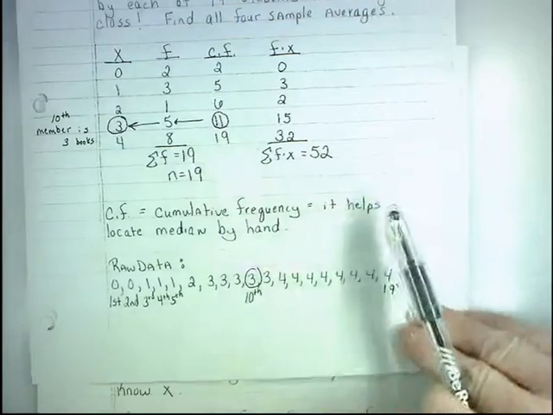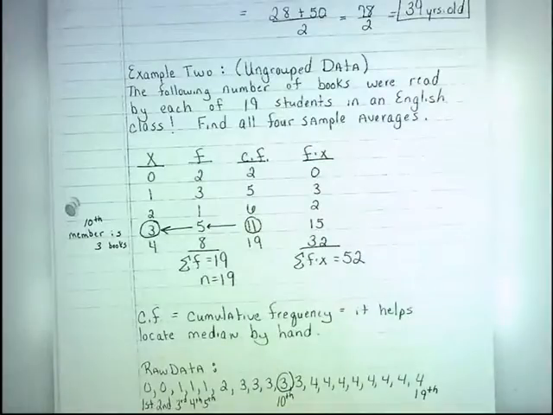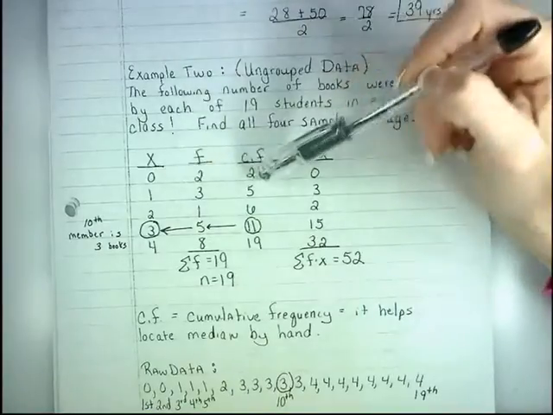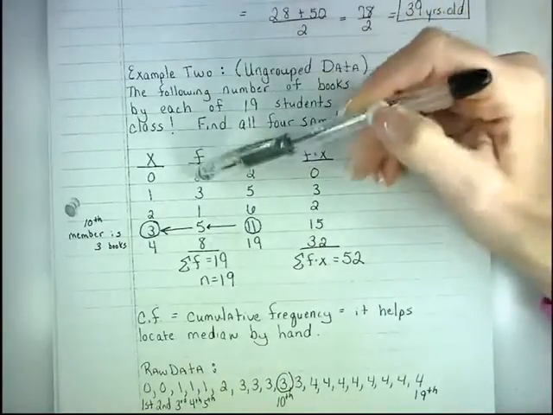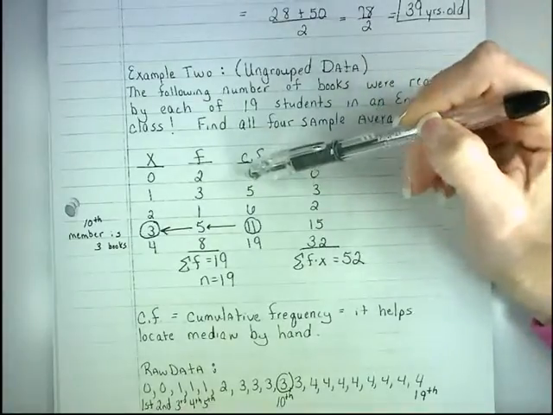So this is what you'll need. A cumulative frequency column helps to locate the median by hand. This is how you construct it. Always bring the first frequency over. 2 is brought over. To receive the rest of the numbers, add diagonally.